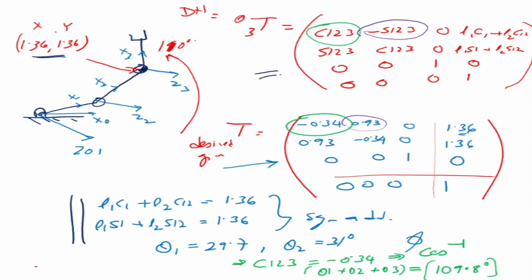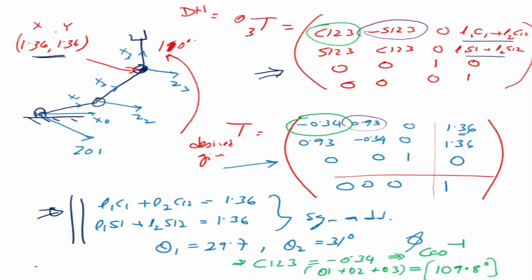Okay, so the total matrix 0 to 3 was here. In the case of the SCARA, we have just added one more, T0 to 4. But if you look at this term and this term, the expression is exactly the same. So if you look here, it's exactly the same. So there are two unknowns, and there's a sine and a cos. So how do we solve?